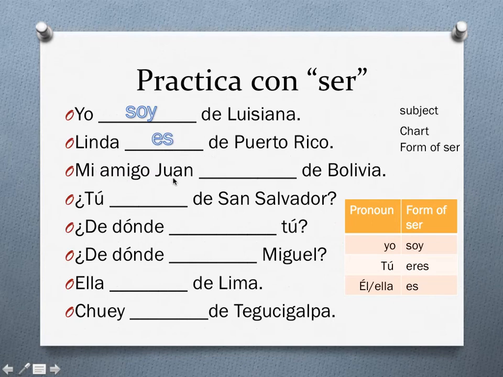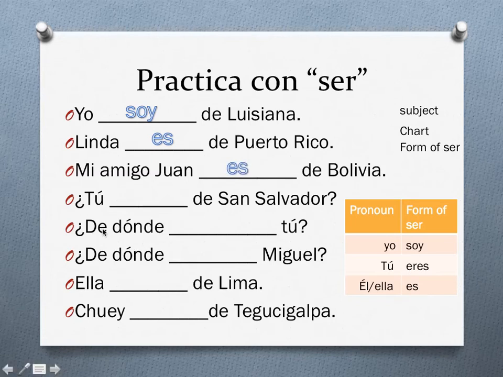Mi amigo Juan, blank de Bolivia. Which form of ser would we want to use for Juan? Well, my subject is Juan. Let's go to the chart. Where would Juan fall on the chart? Él. So the form of ser I want to use is es.